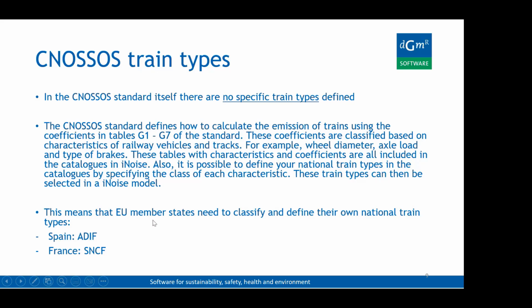So in fact, it means that every EU member state needs to classify and define their own national train types. Well, in Spain, that's done by ADIF, in France by SNCF, and we will create catalogs also for iNoise based on the ADIF database and the SNCF database. We have not done that yet, but we estimate that at the start of next year, we will have these databases also available in iNoise.